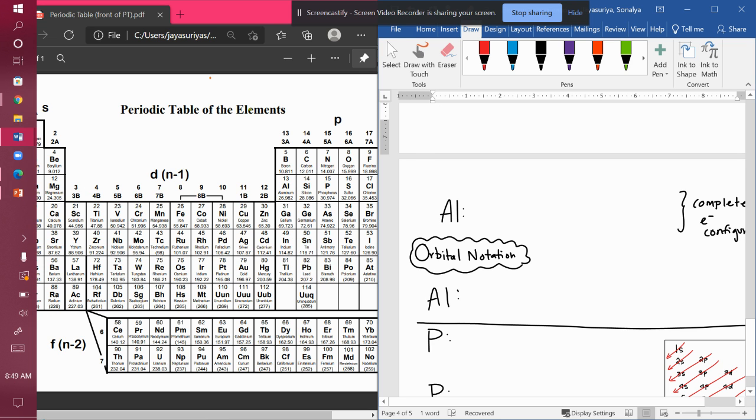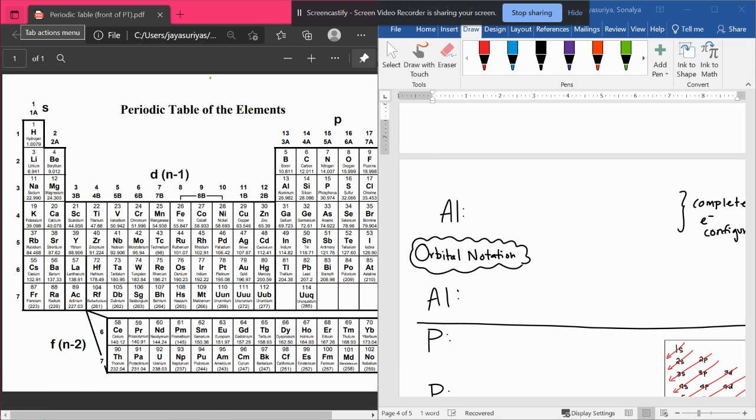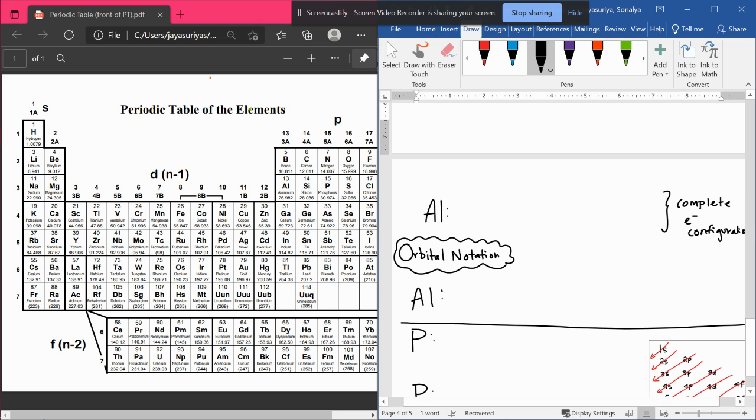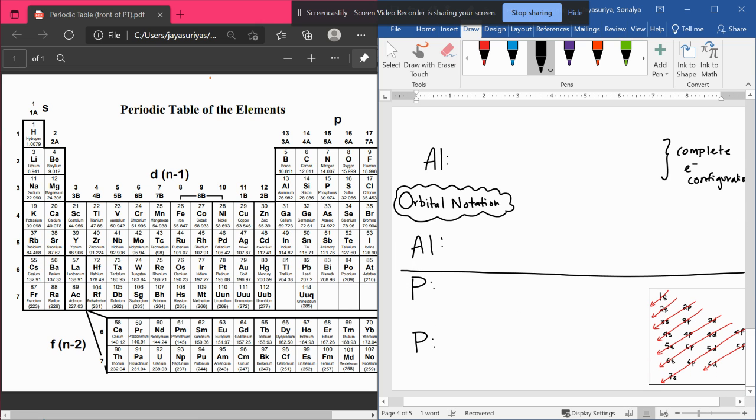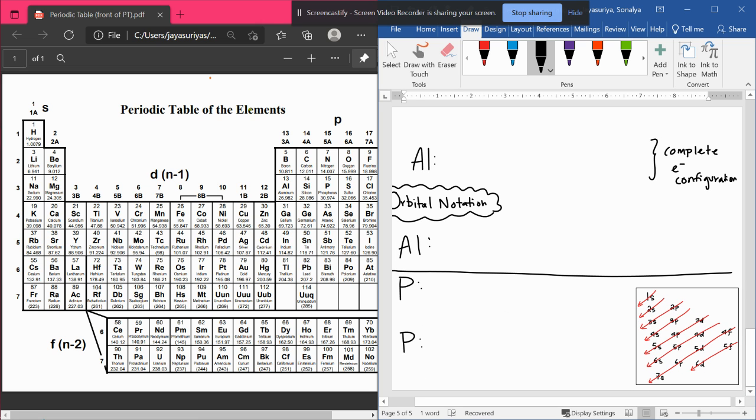All right, so in this video, I'm going to go over orbital diagrams, or orbital notation, and also noble gas configurations, or I might make a separate video for that. Okay, so orbital diagrams are basically another way to show electron configuration. So we should start with the complete electron configuration of aluminum first, and then I'll show you how to translate that into orbital diagrams.